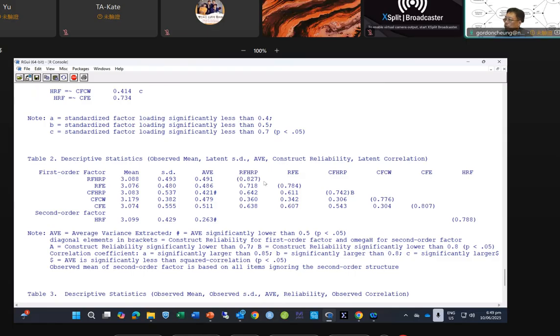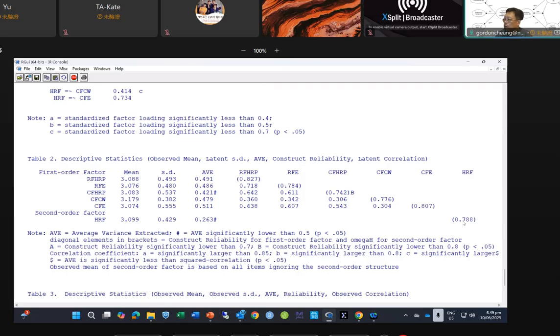First, we will look at the reliability, the diagonal elements. There are 2 things that I want to draw your attention to. The first one is, do you see there is a second order factor here in Table 2? HRF is a second order factor. So this reliability is not Cronbach's alpha, it is omega H.